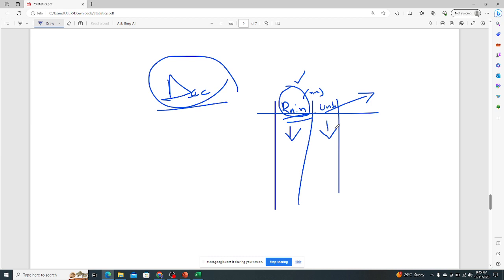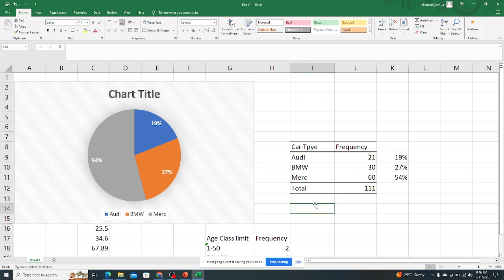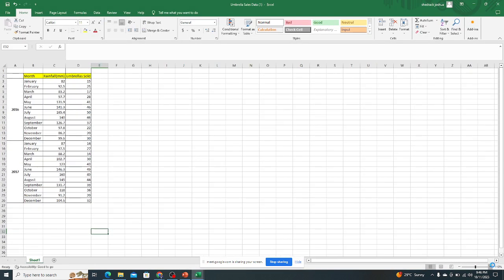Discrete data. We can have 8.32 millimeters of rainfall, but we cannot have two and a third umbrellas. So in this case, let's assume you are given a data set, umbrella sales. Let's assume it's this data set.